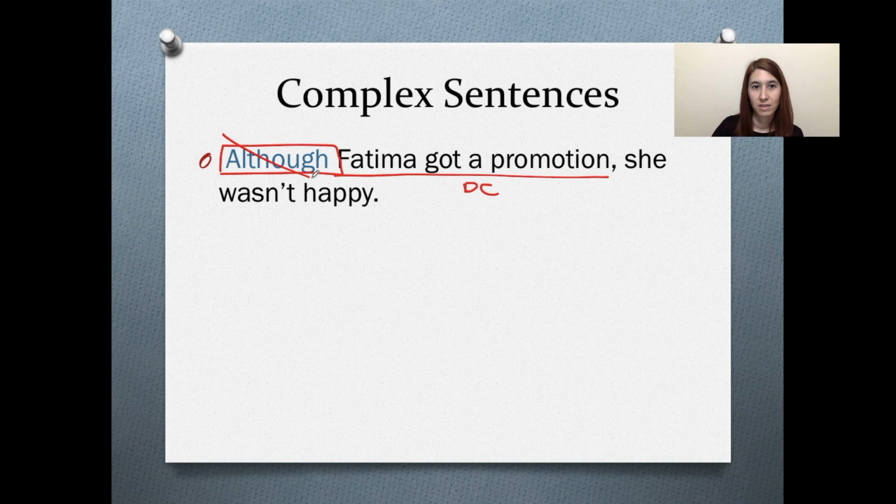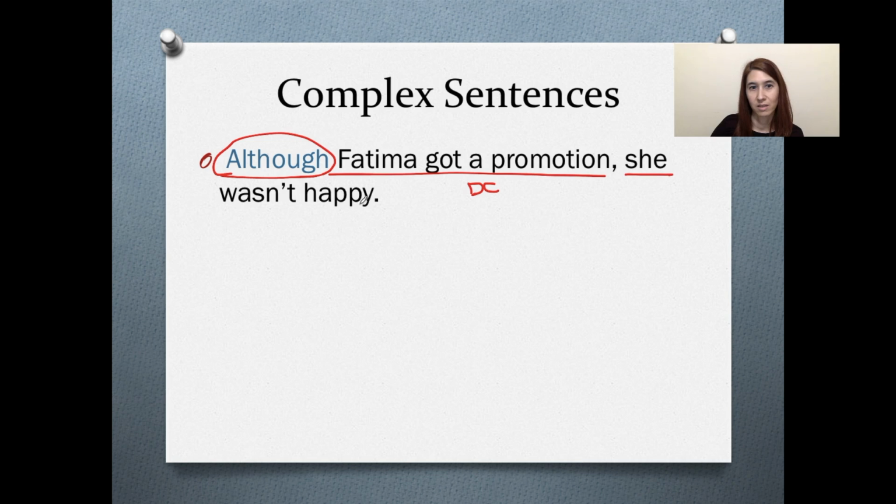However, if you were to delete although and you just said "Fatima got a promotion," then that would be an independent clause or a complete sentence. But like I said, when you use although, it automatically changes it to a dependent clause. So if you say "although Fatima got a promotion," you would need to connect it to an independent clause. So here we have "although Fatima got a promotion," that's a dependent clause, and we are connecting it to "she wasn't happy," surprisingly. This is an independent clause, she wasn't happy. So you're going to combine a dependent clause with an independent clause to make a complex sentence.